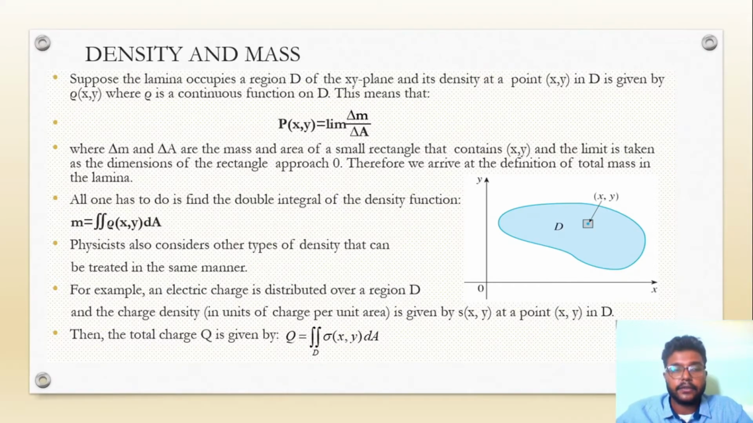Physics also says that other types of density can be treated in the same manner, such as electrical charge distributed over a specified region D, and we can find the charge density. As I explained here, the total charge equation is basically this one.